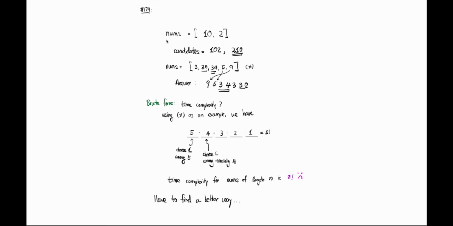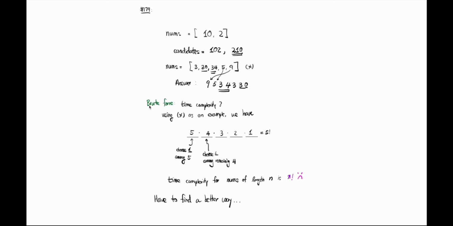Okay, so the first example we have is this array with two numbers, 10 and 2. Which number is the largest? We have two choices. We can have 10 come first and then 2, or we can have 2 come first followed by 10. So we have 102 and 210. Obviously 210 is larger than 102, so we return this as a string. In the second example we have 5 numbers, and the answer is this string.